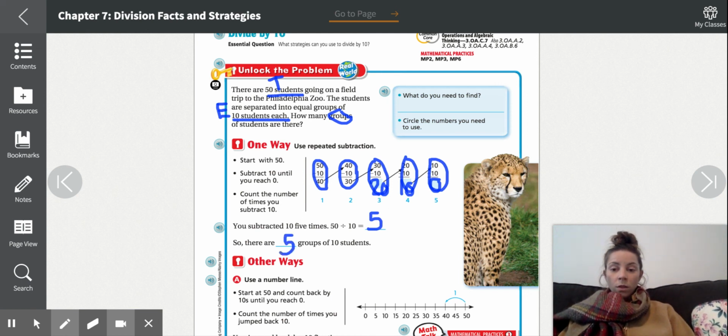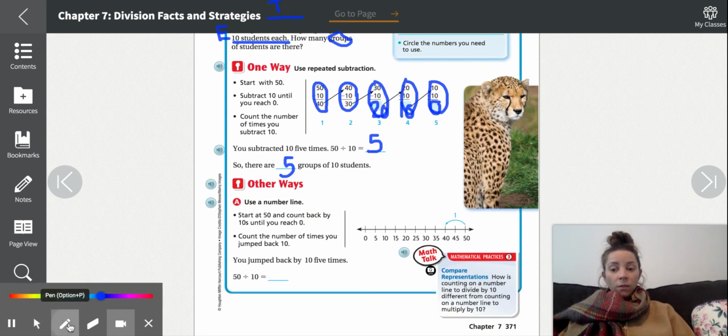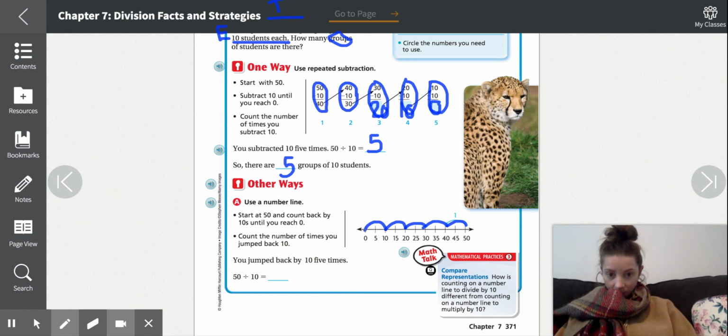Okay, let's keep going with the other way to do this problem. It's still kind of like using subtraction like we did, but now you're going to subtract on a number line. So it says use a number line. Start at 50 and count back by tens until you reach 0, until you run out. So I'm going to start here at the 50. 50 minus a group of 10 would bring me to 40. 40 minus a group of 10 would bring me to 30. 30 minus 10 is 20. 20 minus 10 is 10. And 10 minus 10 is 0.